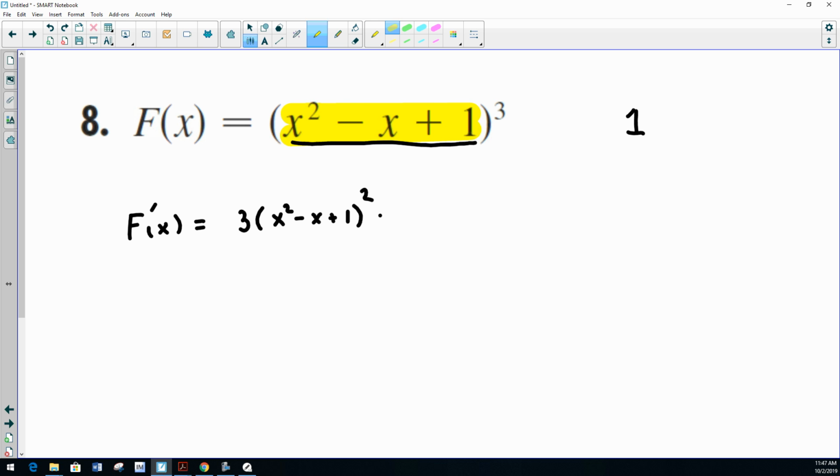What's the derivative of the yellow? 2x minus 1 is what I heard. Is that right or wrong? Did I purposely make a mistake, or is it right? It needs parentheses. The chain rule is times the derivative of the inside. The derivative of the inside needs to be in parentheses.